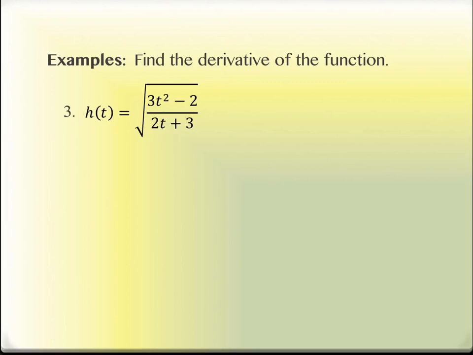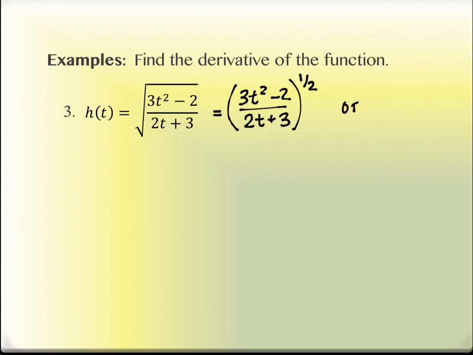So here are the 2 different options of how you could rewrite this and how you could think about this particular problem. So one way to do this is to rewrite all of this, 3t squared minus 2 over 2t plus 3, to the power of 1/2. That's what square root means, right? Power 1/2. So I can do a quotient rule inside of a chain rule.